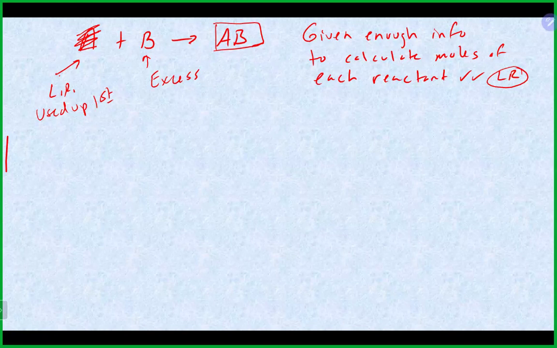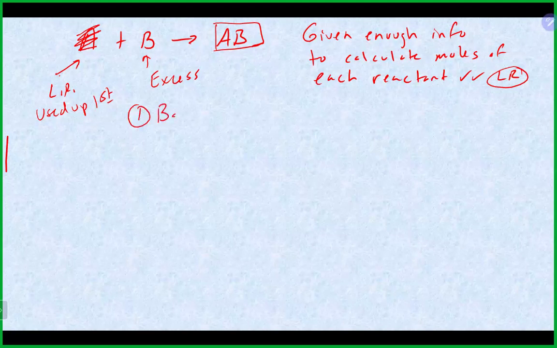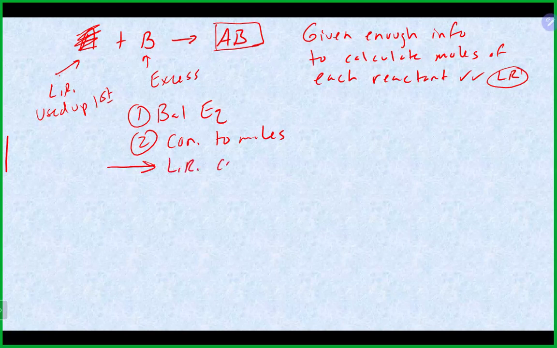So we talked about two approaches to it. One follows the same basic stoichiometry steps that we did before, which is, again, balance the equation, convert what they give you to moles. And right around here at this step, you do need to do a limiting reagent calculation.